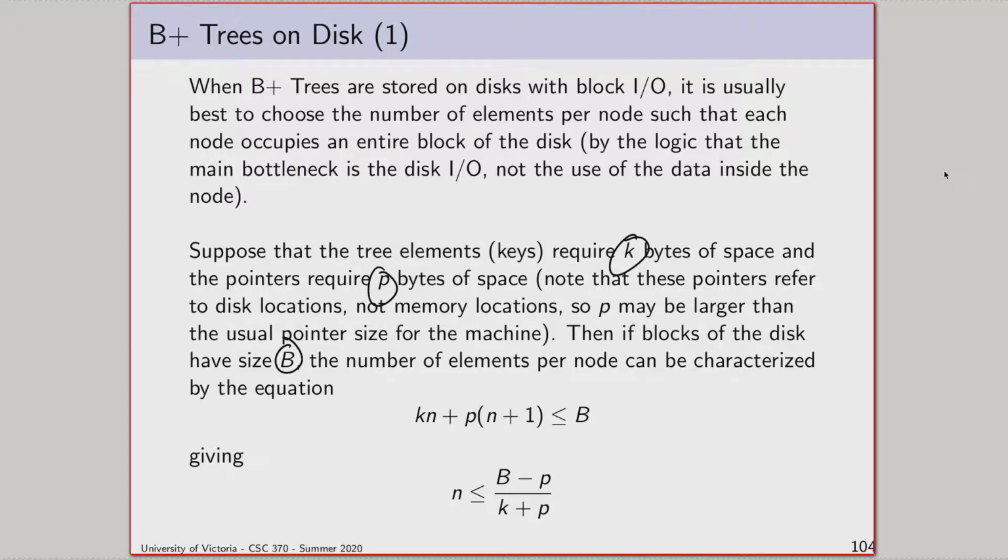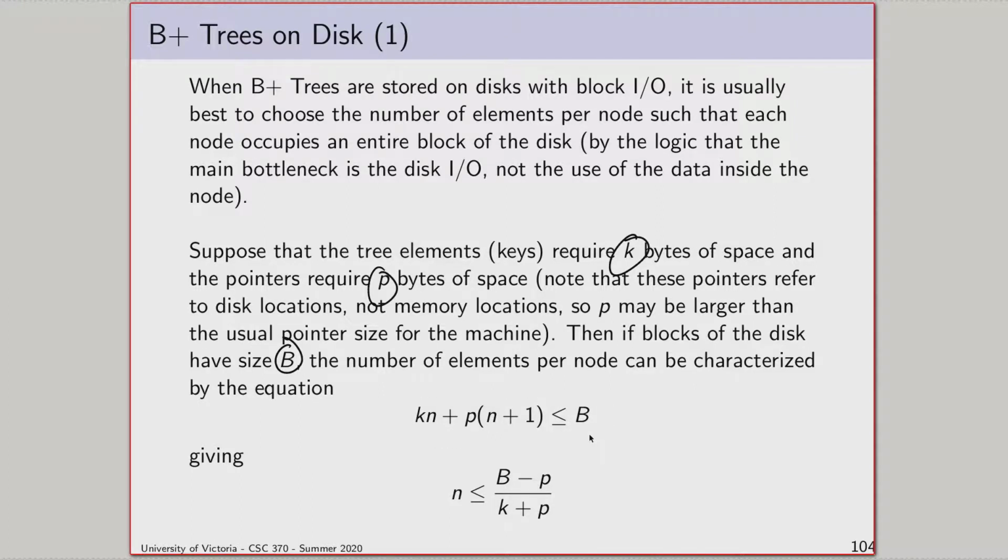In any case, we use these variables. The idea is we want to fit as many elements as possible into our node. We want one node in our block. I keep confusing nodes and keys. So if n is the number of total keys that go into our node, the size of the node ends up being k times n, the number of bytes taken up by the keys, plus p times n plus 1, the number of bytes taken up by the pointers. And what we want is for the total size of the node to be at most equal to the size of our block. That's it. We just want to enforce this inequality.